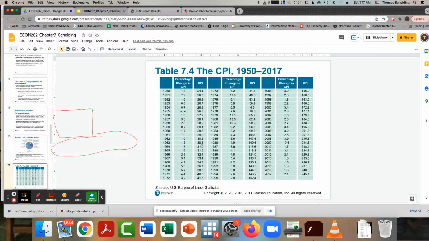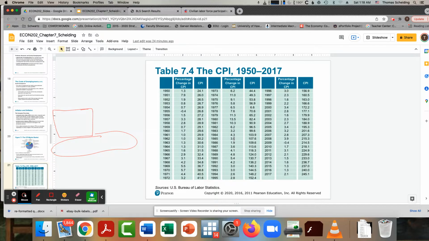So what we can see here, for instance, is that when it went from 103.9 to 107.6, that was about a 3.6% increase in the CPI. So prices had increased that year about 3.6%.